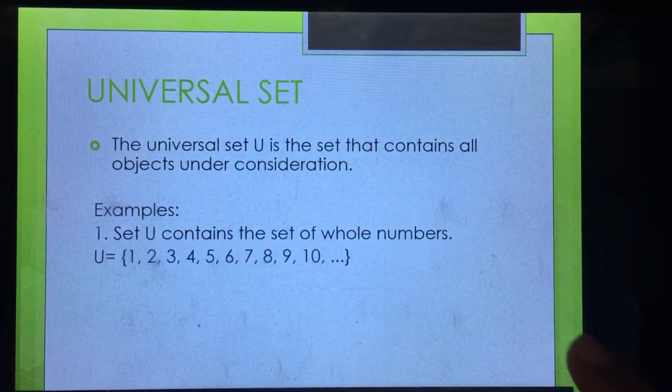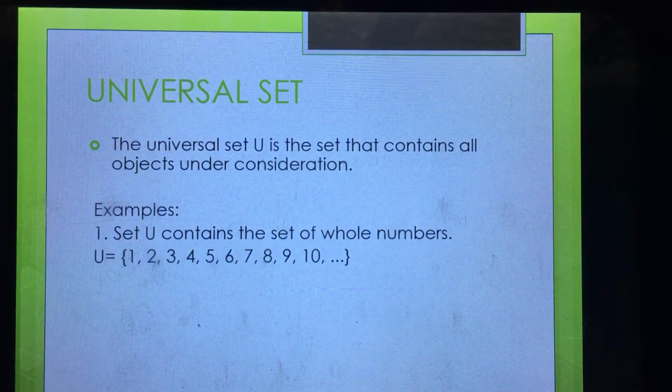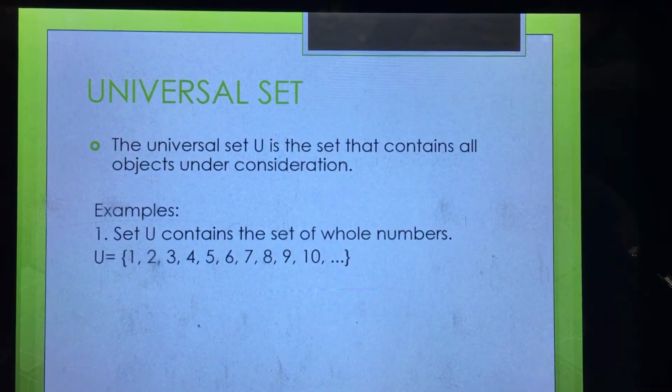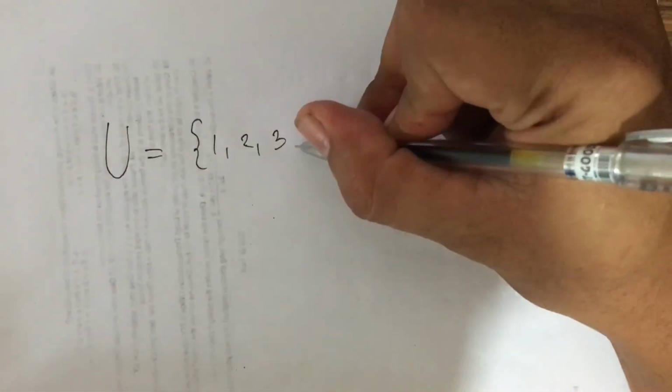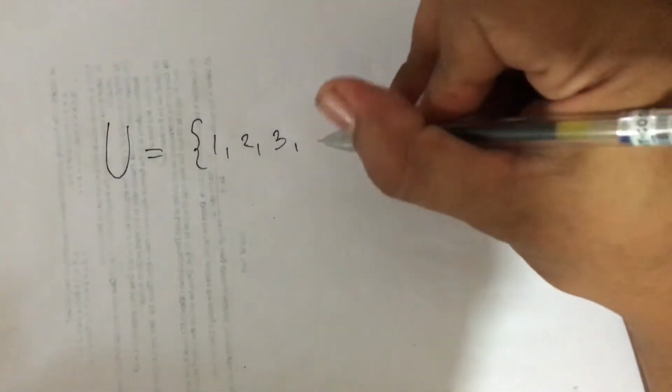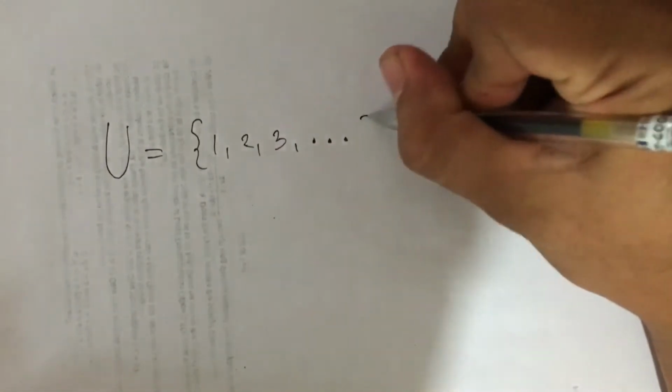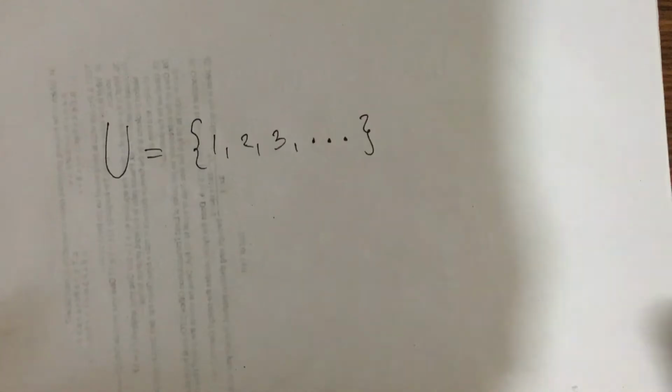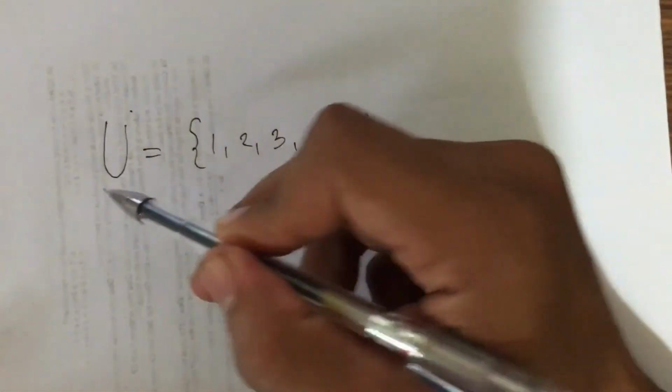Next, example number 2. By the way, to enumerate, the set U contains the set of whole numbers is like this. U with the elements 1, 2, 3, 4, 5, 6, 7, 8, 9, 10, and so on. You may also write this one in this manner. Universal set U is equal to 1, 2, 3, and kapag ayaw mo na nadagdagan, pwede mo siyang i-tuldok-tuldok na lang diretso like that. So that is a universal set. Now take note, the symbol is capital U.